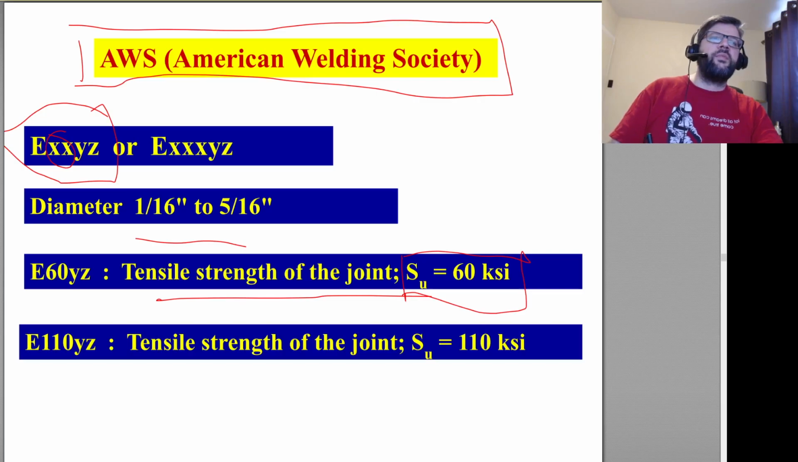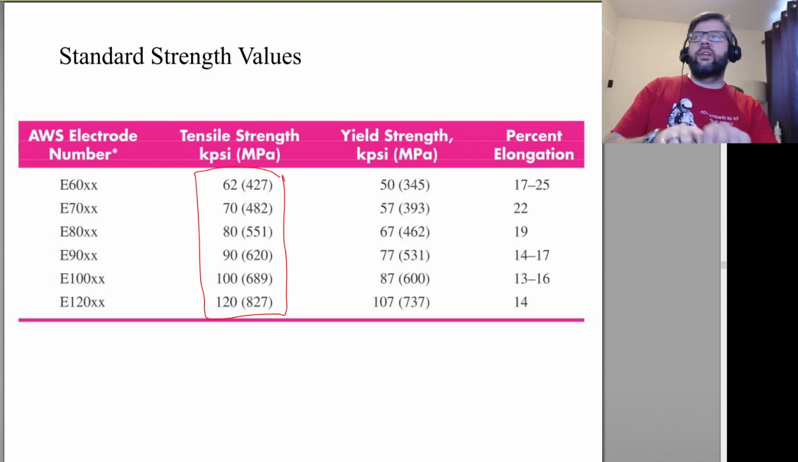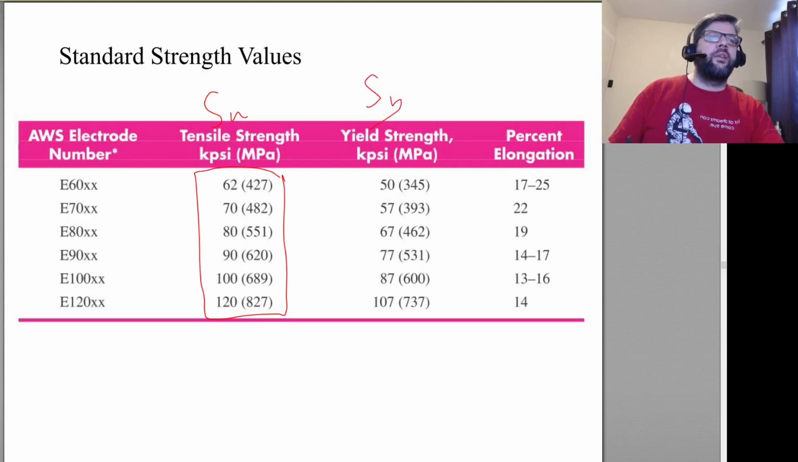of the material. If it's a 5-number designation, then it's strong enough that we've got XXX there, so the strength is in the 3-digit range in KSI. Again, these are the values that are measured when they test the tensile strength of the weld material. So that's SU, the ultimate strength, and we've got SY, the yield strength here.